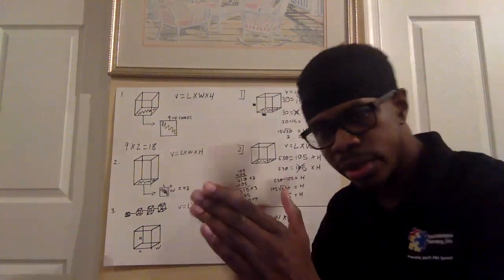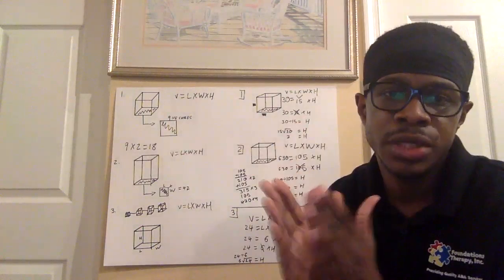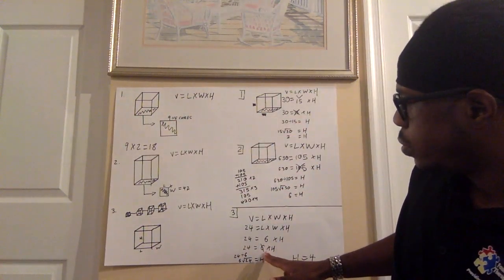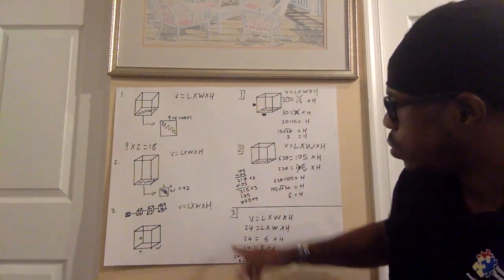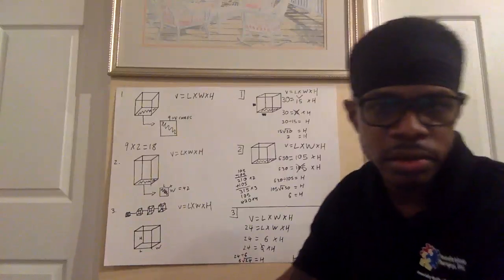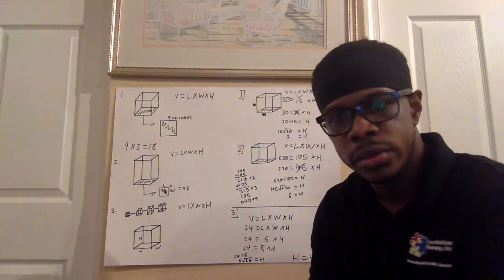Again, we have a number and a letter. You just cross out the number and do the opposite of what operation is happening. So it's 6 times h. We erase the 6, and instead of multiplying by 6, we divide by 6 on the other side. 24 divided by 6, you should get 4.